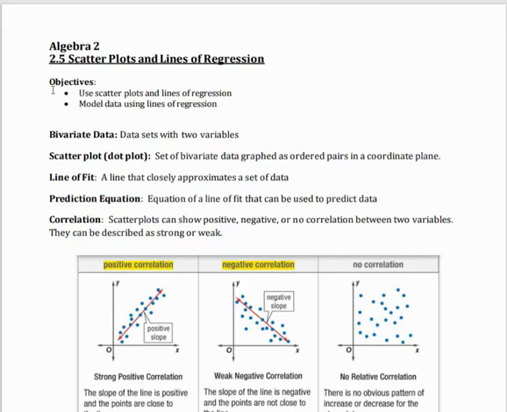All right, are you ready for section 2.5, scatter plots and lines of regression? I hope so. Let's get started. The first part will just be going over vocabulary, some of which you may know and some of which may be new.